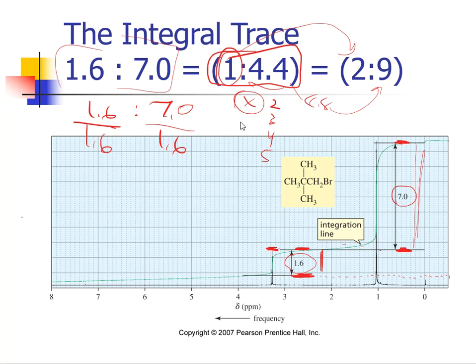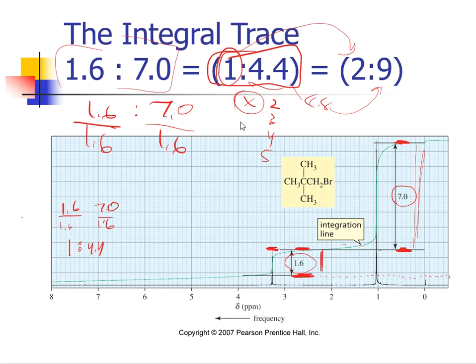So what these numbers are telling me, 1.6 and 7, is that if I do a little bit of basic math, the 1.6 and the 7, I divide by the smaller number. 1.6 divided by 1.6 is a 1. A 7 divided by 1.6 is 4.4-ish.